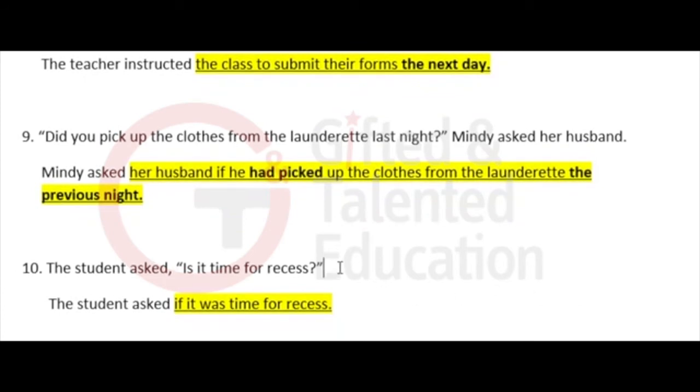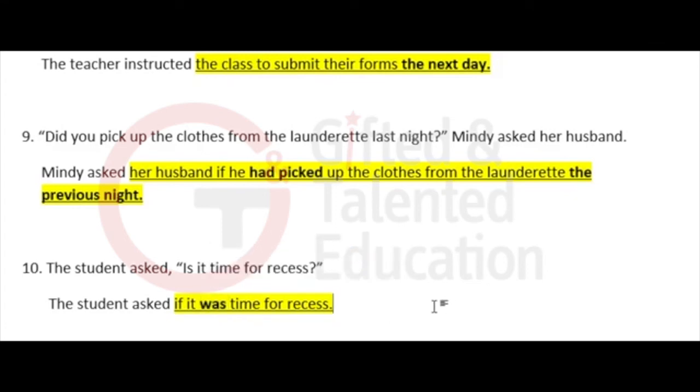Last but not least, question 10. The student asked, "Is it time for recess?" In the reported speech, the student asked if it was time for recess. Do note the change: was.